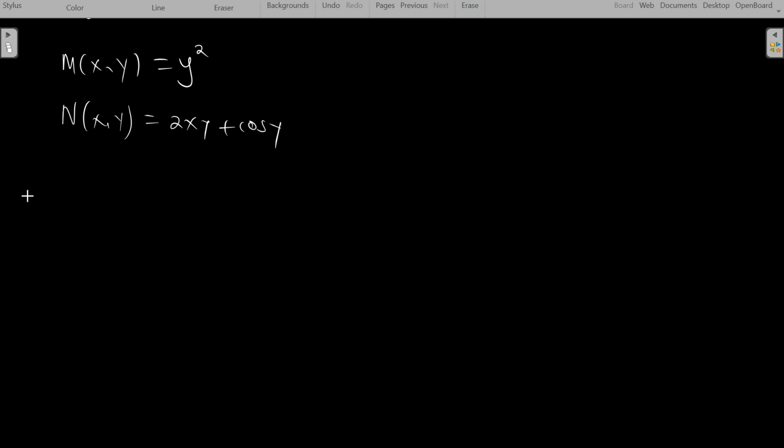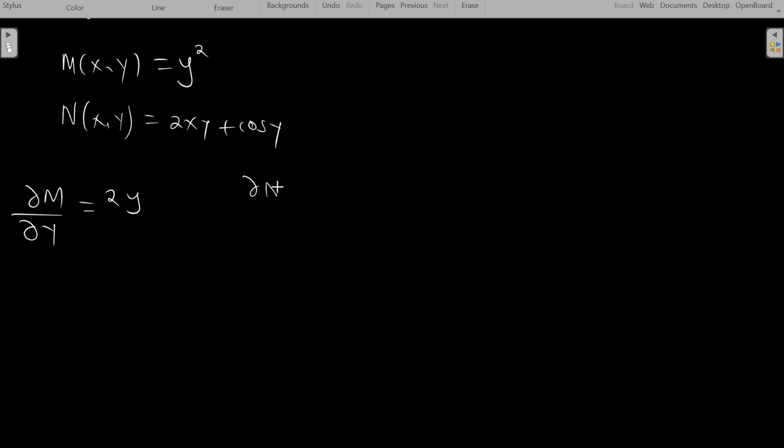Now we're saying the partial of M with respect to y should give me, so this with respect to y alone, 2y. If I differentiate this, I take the 2 in front, y, then I subtract 1 from the power. So I should get this as my answer.